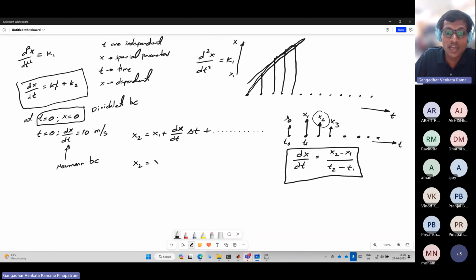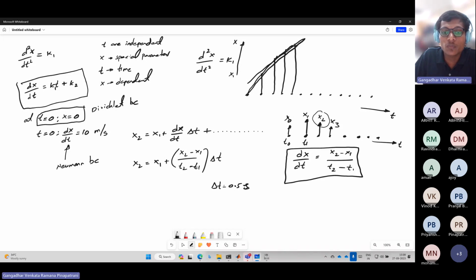That is, x2 equals, I have the information of x1 based upon my previous time step. Let's say you already have information of x1. So now I'm finding the information of x2. So dx by dt, I can write as x2 minus x1 by t2 minus t1. No, this is the correct one: x2 minus x1 by t2 minus t1 into delta t. Say consider your delta t equals 0.5 seconds.